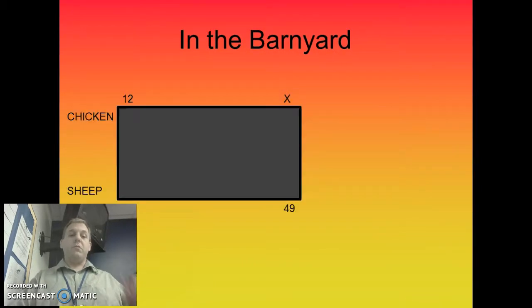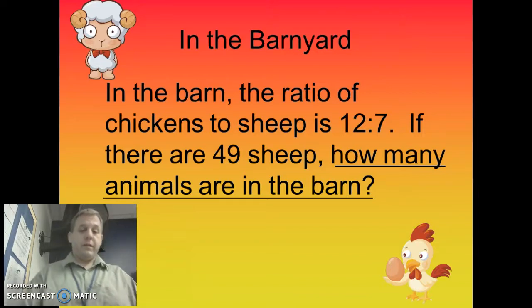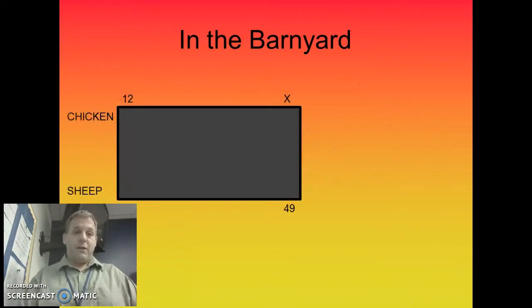The barnyard is very similar to the fish problem. We have 12 chickens to 7 sheep. If there are 49 sheep, how many total animals are there in the barn? Total's not there, but you can imply that word.